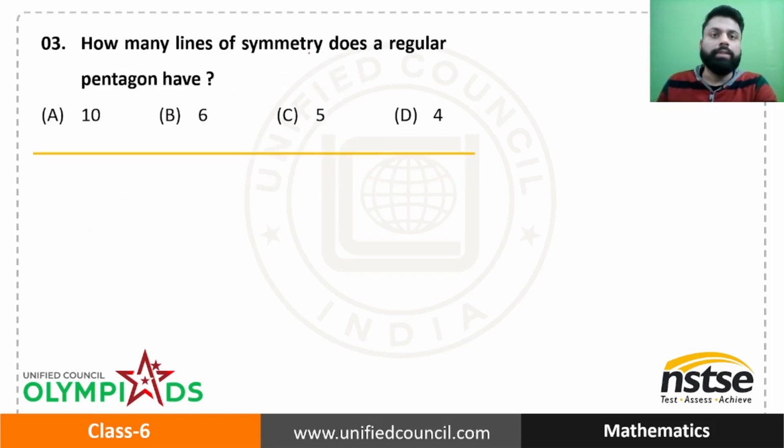Next one, how many lines of symmetry does a regular pentagon have? So for a regular pentagon, this is the sort of figure we are having. For this, the lines of symmetry are all the lines which are passing through the vertices and the opposite sides. So these are the 5 lines of symmetry that we are having.